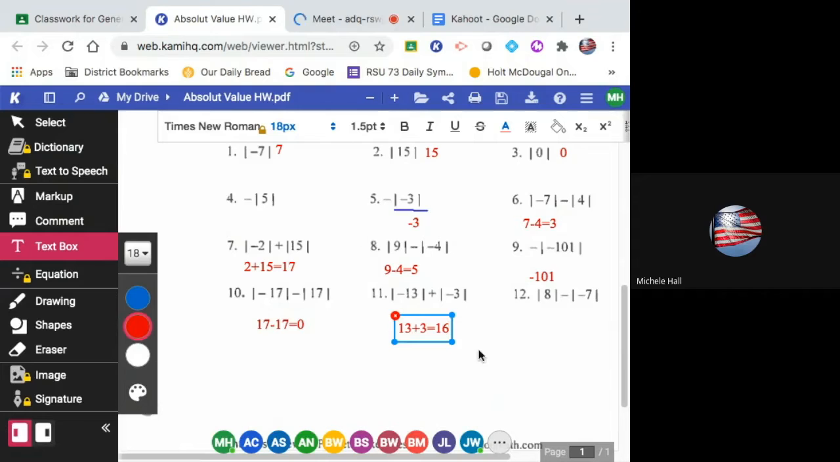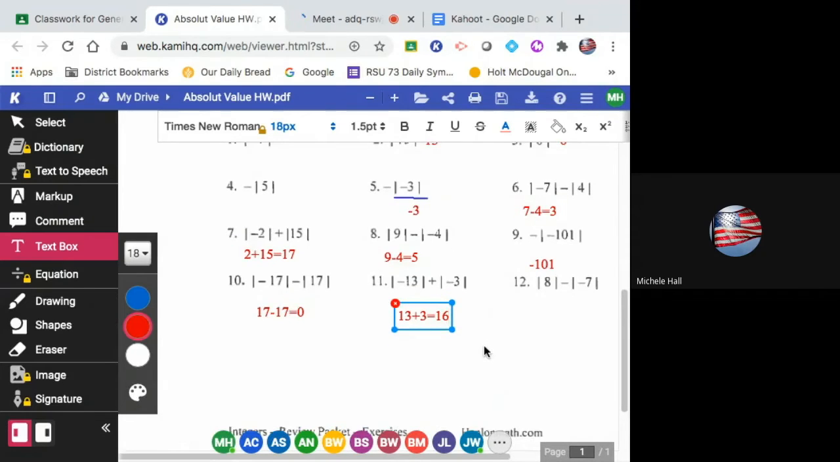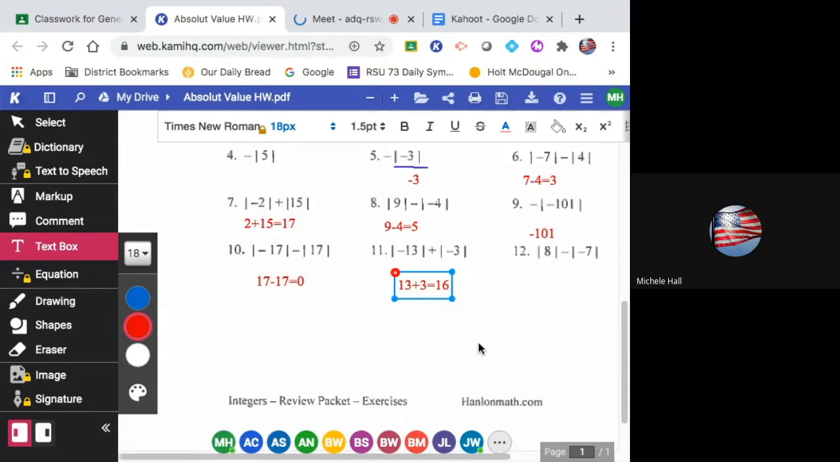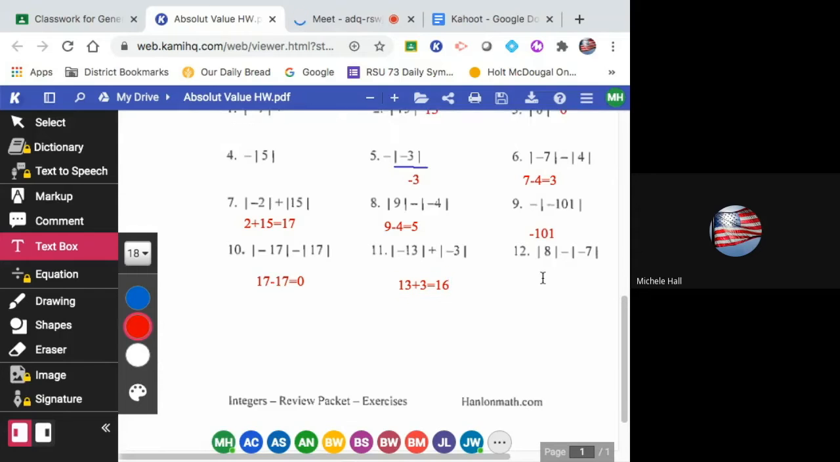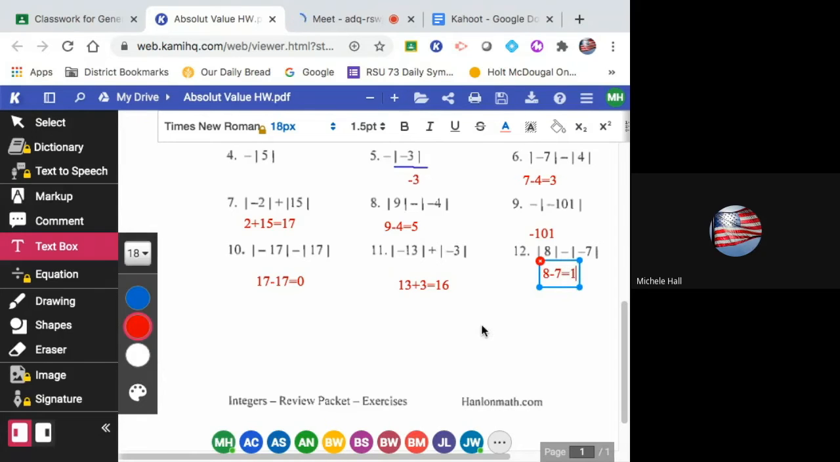Okay, go ahead and finish number 12. Jaden, did you want to try that one again? Yes. Correct. There you go. The absolute value of 8 is 8. And then you have a minus sign. And the absolute value of negative 7 is 7. And it ends up being 8 minus 7 is 1.